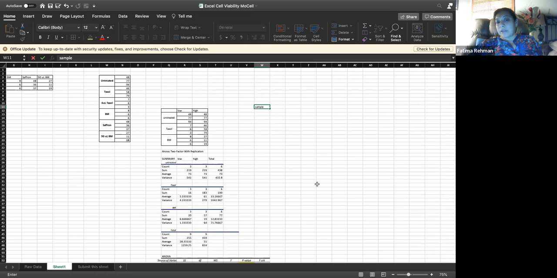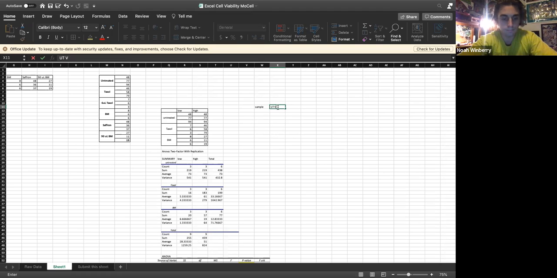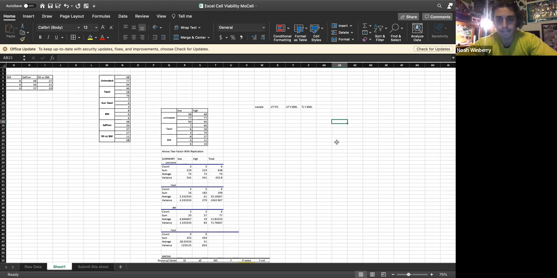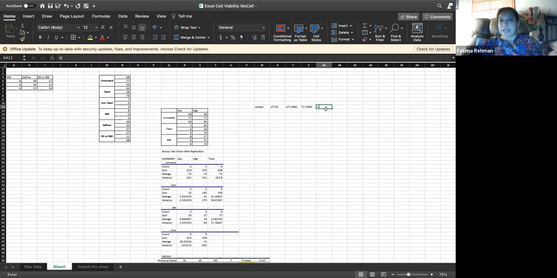But what you're going to have are individual columns right now. So it's going to be untreated with Taxol low, untreated with Black Mulberry low, and then Taxol low with Black Mulberry low. So you're staying within the same column, but you're comparing the treatments. Then you'll do the same 3 for the high. Untreated with Taxol high, untreated with Black Mulberry high, and Taxol high with Black Mulberry high.